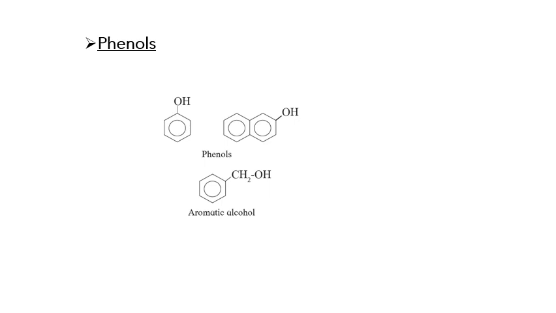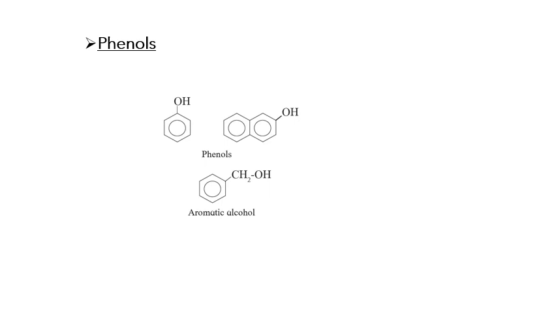C6H5OH. Then second example, to the benzene ring an OH group is attached and a methyl group is attached. The name of the compound is paracresol. Then another example, naphthol. Two benzene rings attached to each other and an OH group is attached to the ring. The name of the compound is naphthol.